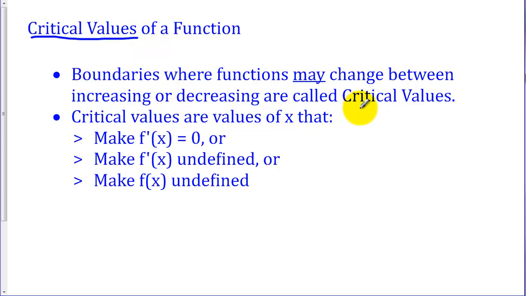And the way we find critical values for a function are three things that we look at. So we look at the values that make the derivative equal to 0. We look at where the derivative is undefined. Or we also will be looking at places where the original function is undefined. So we'll be looking at those three situations to make a list of critical values.